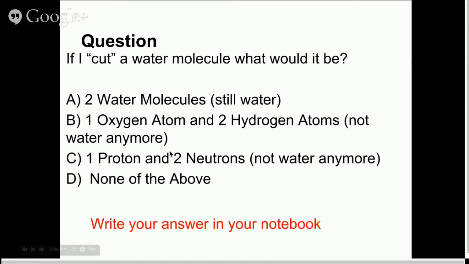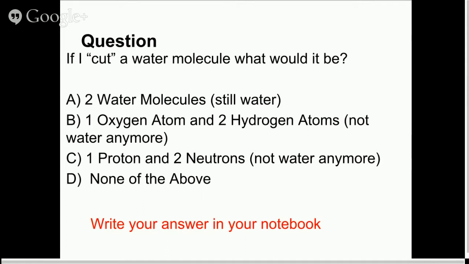So here's a question for you. If I cut a water molecule, what would it be? A, 2 water molecules, still water. B, 1 oxygen atom and 2 hydrogen atoms, not water anymore. C, 1 proton and 2 neutrons, not water anymore. Or D, none of the above. Write your answer in your notebook. Go ahead and pause.